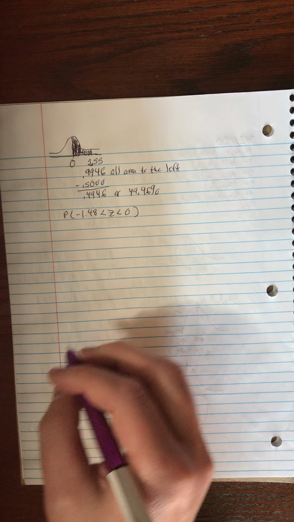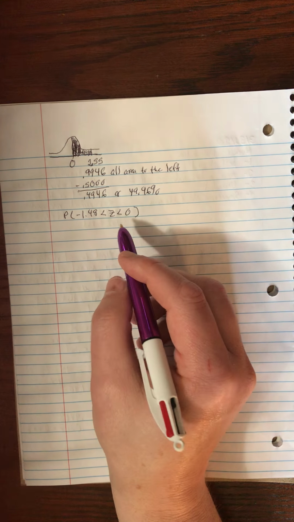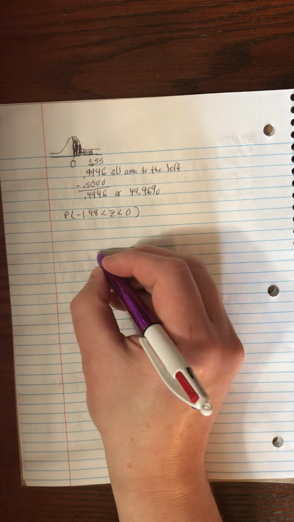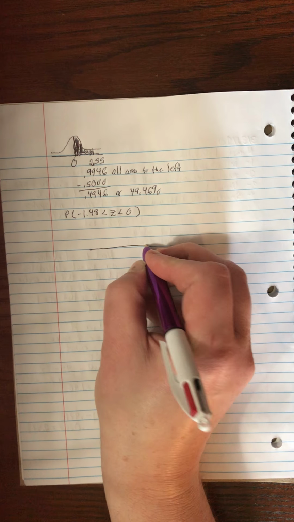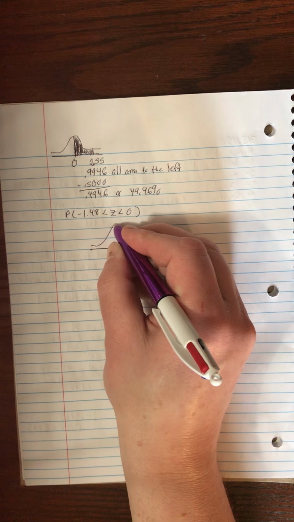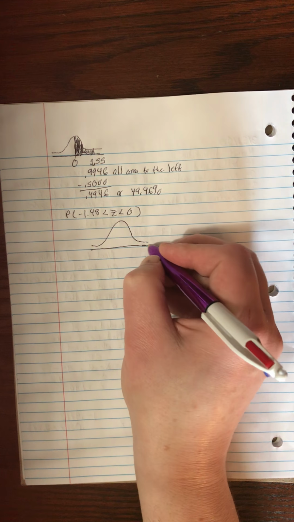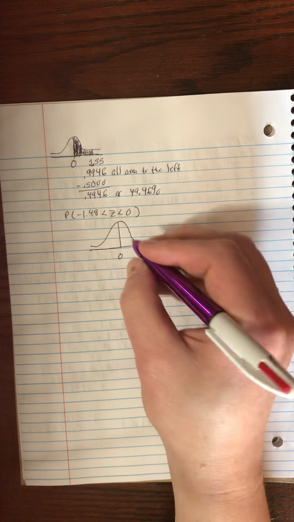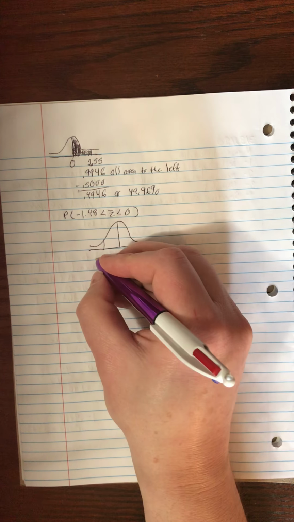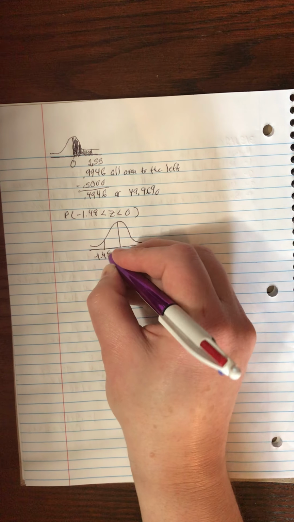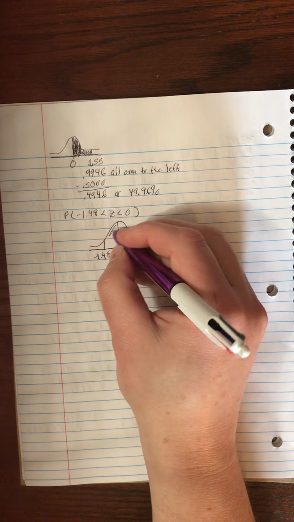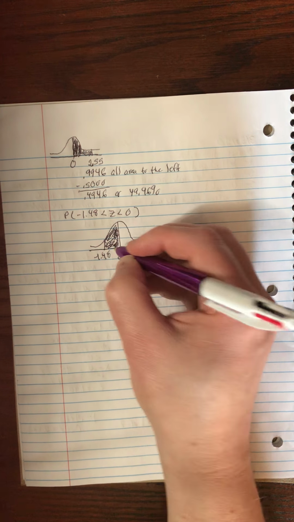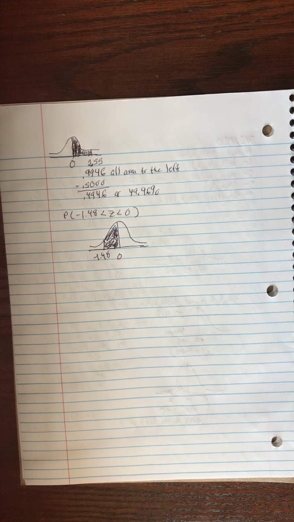Okay. So what I would like you guys to do on your own paper, when you get these, draw the picture, draw the standard normal curve. Okay. And what are we looking at? We're looking at 0, and we're looking at negative 1.48. And we want the area in between, don't we? So there we go.